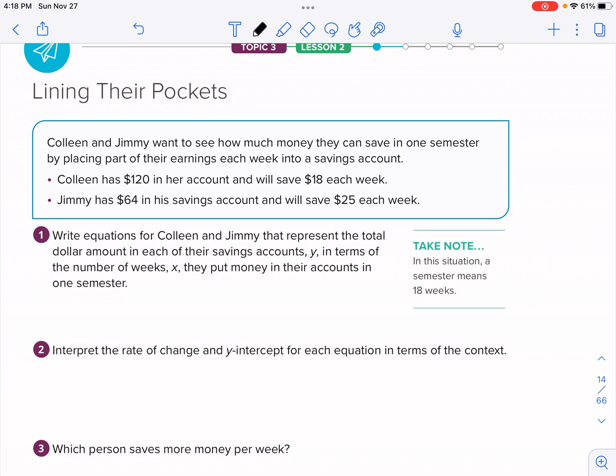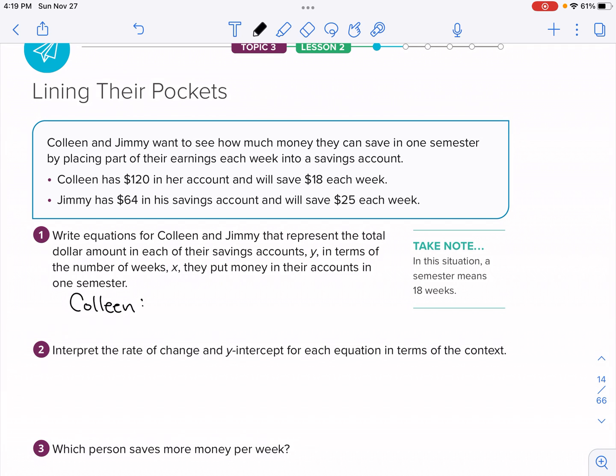Okay. Number 1, write an equation to represent these 2 people with total amount of dollars in terms of y and number of weeks x that they put money into their account for the semester. Okay. So let's write both names here, and then we'll write an equation for that. Let's start with Colleen since we started.